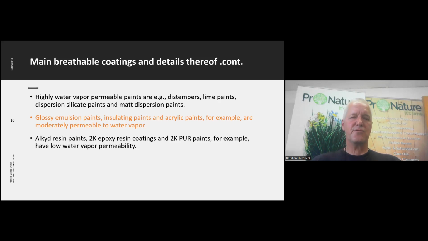And in the third group, the alkyd resin paints, which are your traditional enamels for timber coatings and so forth, 2K epoxy resin coatings, 2K pure polyurethane paints, my apologies, have a very low water vapor permeability.